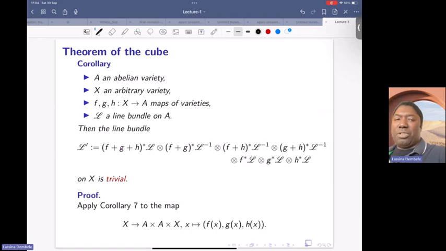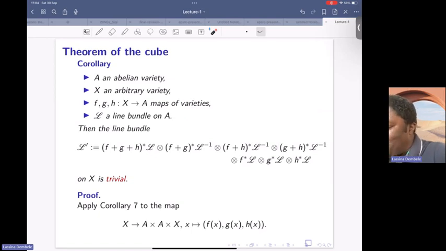So now you apply this result to an abelian variety. So you let A be an abelian variety and X an arbitrary variety, and you give yourself three maps of varieties from X to A. So we call these f, g, and h. And then we give ourselves a line bundle L on A. And then the theorem says the following.